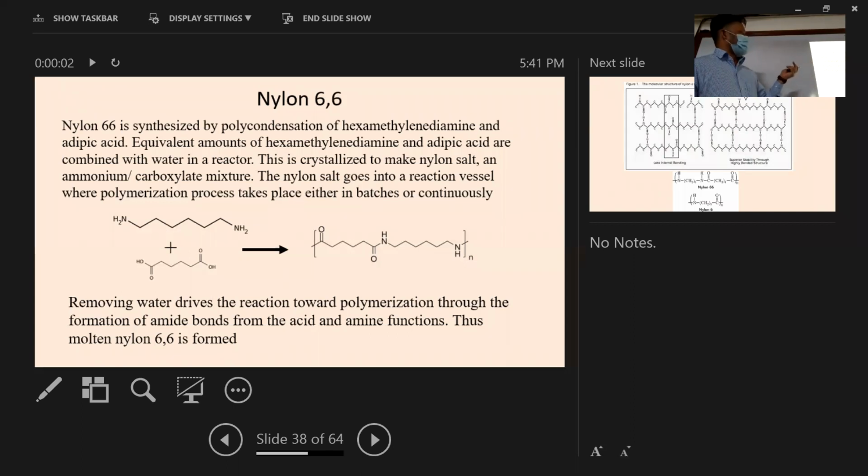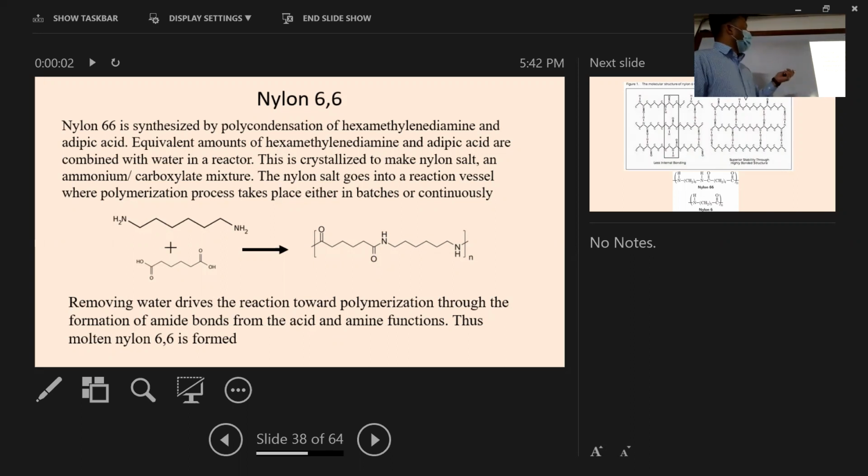diamine and adipic acid. This is our adipic acid and this is hexamethylene diamine. One amine, this is another amine. Two amines, so we call it diamine. So hexamethylene diamine and adipic acid. When these two chemicals react, we get nylon 6,6.